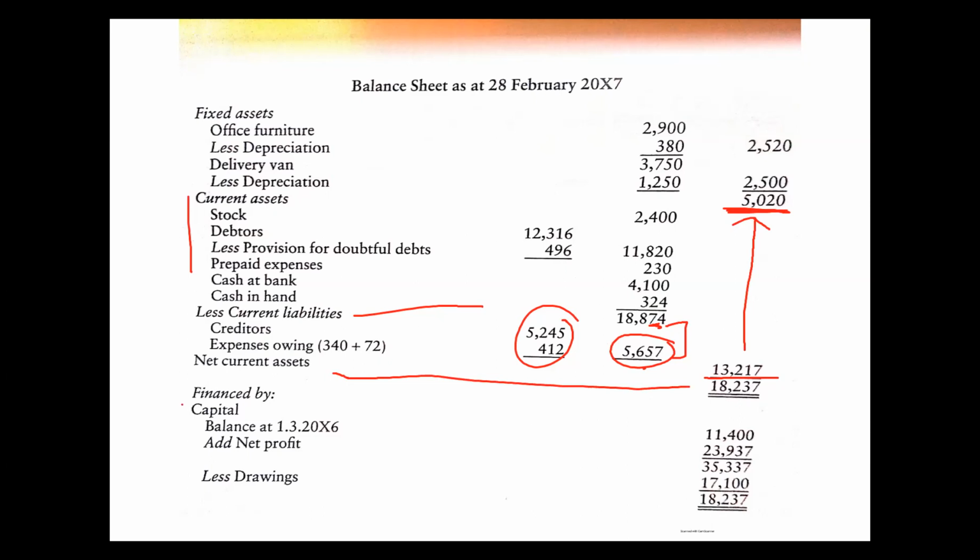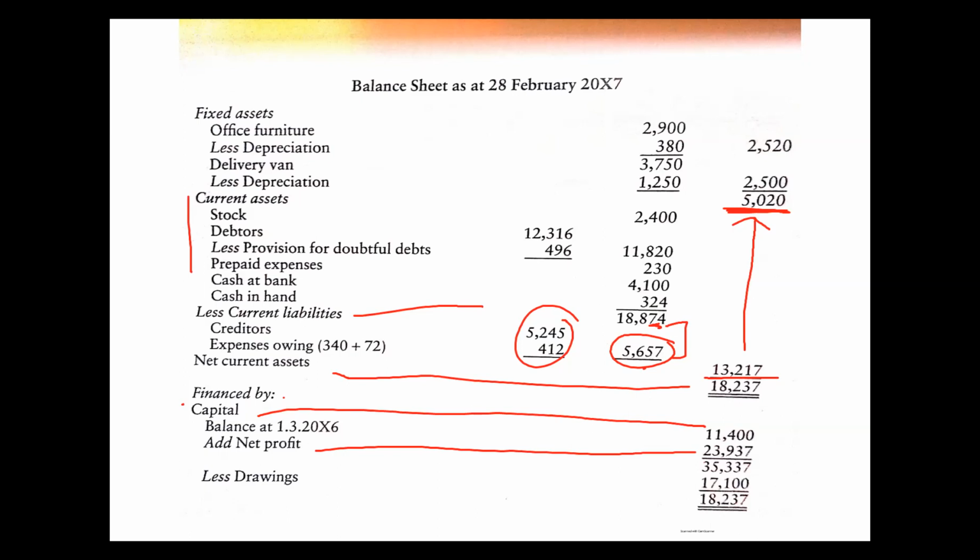Once you have the net assets, it's easy. You can now say financed by, and you write capital, which is always there on the trial balance. Then you add to capital the net profit which you have found. It is very, very important that you find the correct net profit, because if you find the wrong net profit, just know that the balance sheet will not balance.